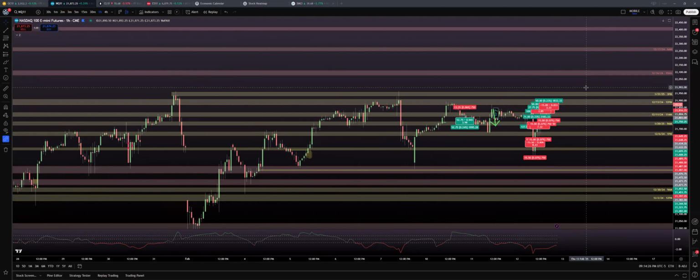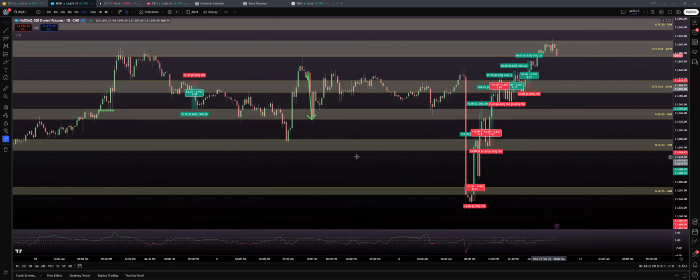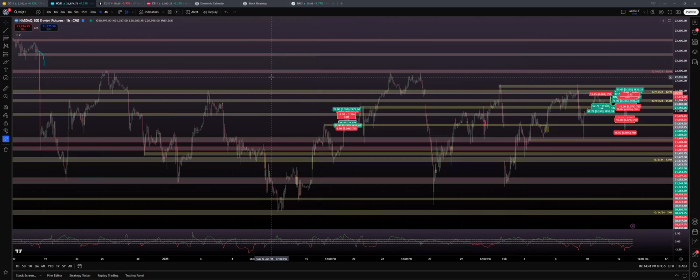Yes. So my question is, I know these zones are very subjective and you kind of touched on it. Are you drawing yours from wick to the body of the candle? How are you exactly doing yours? Let me find one and I can tell you.